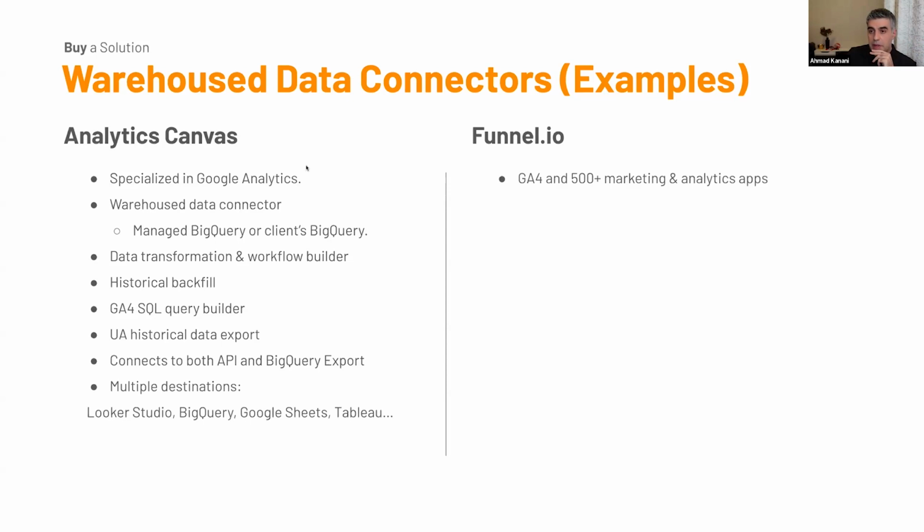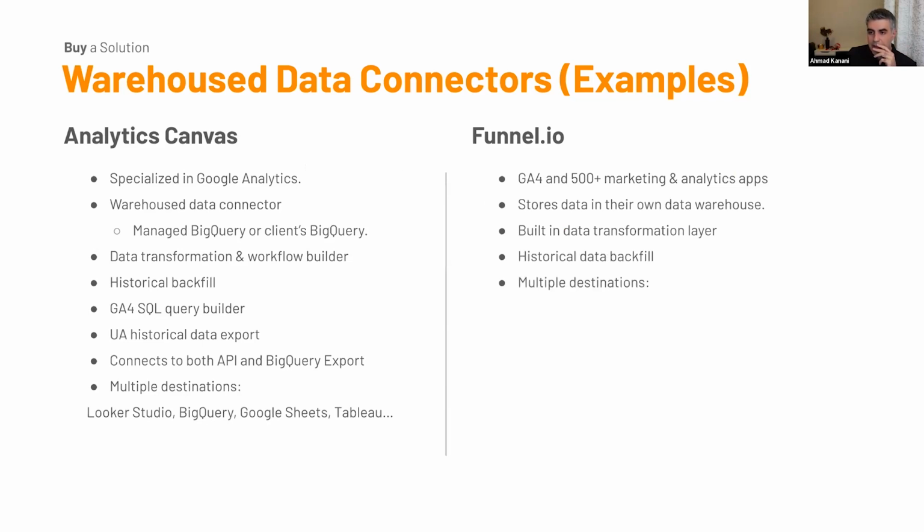Funnel.io also, it's a warehouse connector. When they extract data, they keep it in their own data warehouse. They take a snapshot for you, they keep it for you, store it for you. Apart from Google, they can get data from other marketing tools as well. And they also have a data transformation layer and historical data backfill, and they will send to multiple destinations as well. I'm not affiliated with any of these, just do your research. These are just two good options for a warehouse data connector that can help with not hitting the quotas if you're affected.